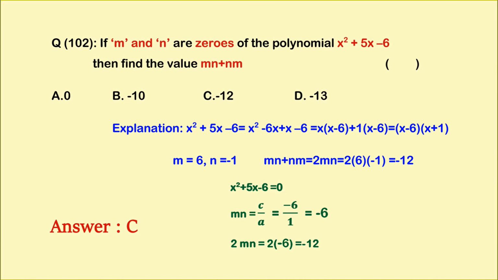Another way, the product of the zeros is c by a. If you compare with the standard polynomial ax square plus bx plus c is equal to 0, c is minus 6 and a is 1. So c by a is nothing but minus 6 by 1, that is equal to minus 6. So 2mn is equal to 2 into minus 6. So we'll get minus 12. So the right answer is C, minus 12.